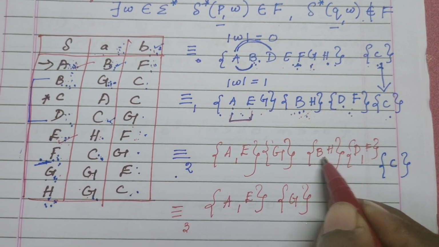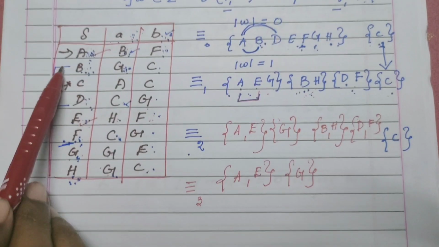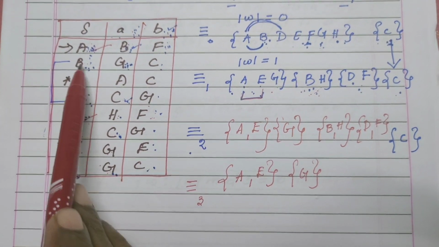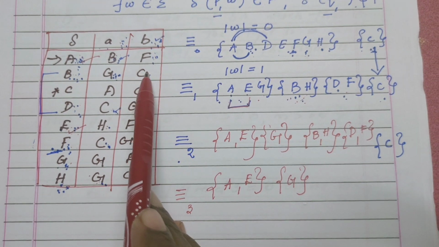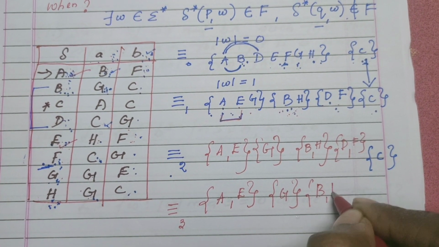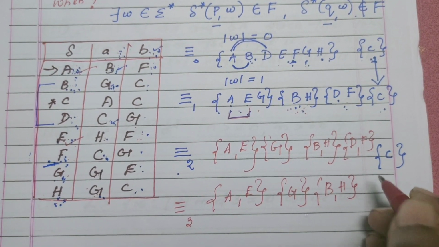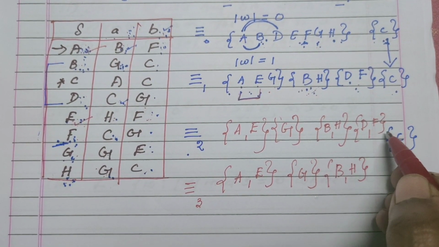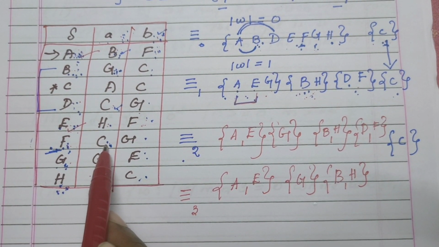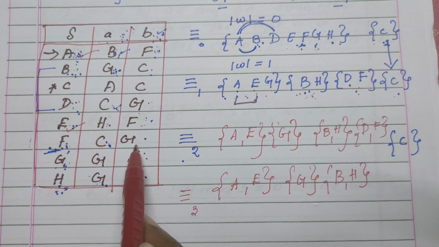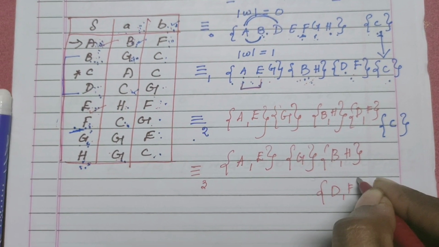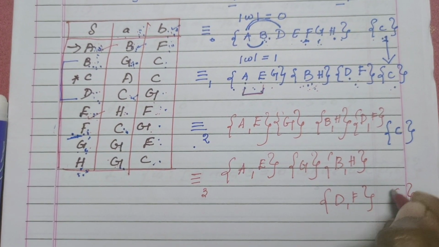Now consider the states B and H. B and H on reading A, it goes to G. Then B and H on reading B, it goes to C. Again in this step also B and H are not distinguishable. Then go to the set D and F. D and F on reading A, it goes to C. On reading B, it goes to G. D and F are also not distinguishable further. And of course C also you have to retain as it is.